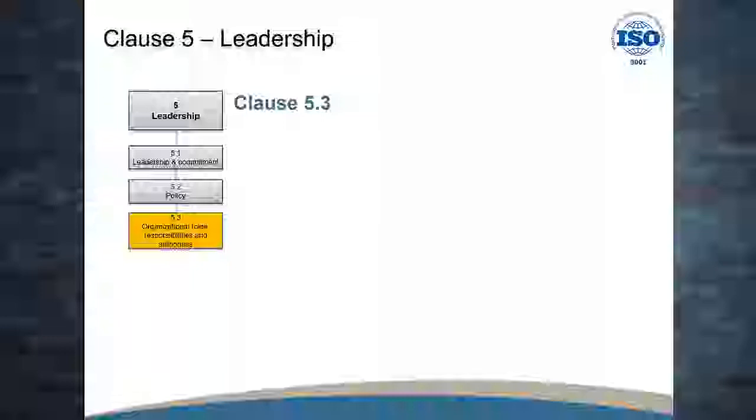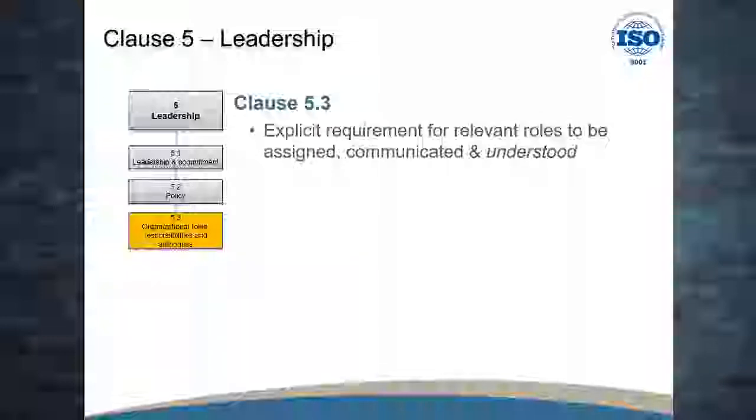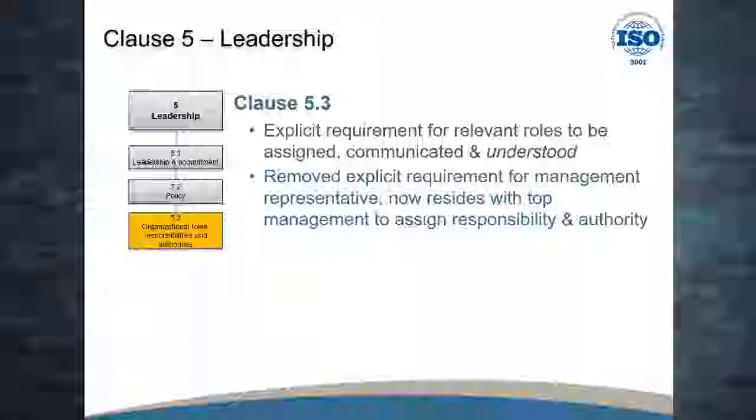Clause 5.3, organizational roles, responsibility, and authorities. There's an explicit requirement for relevant roles to be assigned, communicated, and again we see this word understood, which is great. So handing someone a job description or going over during orientation what you expect of them in terms of their roles, responsibilities, and authorities is probably not good enough. You have to ensure that you've not only communicated, but there's understanding in relevant roles of what is expected of him or her.